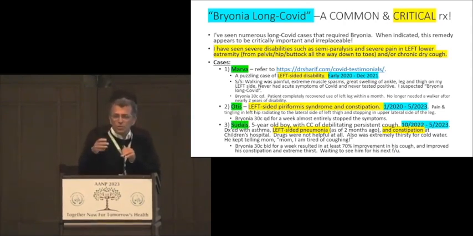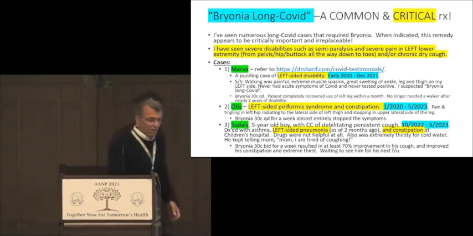Bryonia 30C for 4 weeks completely reversed the situation. She was able to walk completely normally without the walker. That's after a year and a half of near paralysis in the left lower extremity, which is a keynote of bryonia. I've seen many cases like that, these patients walking in, limping on the left side.